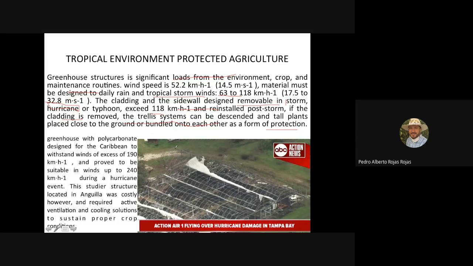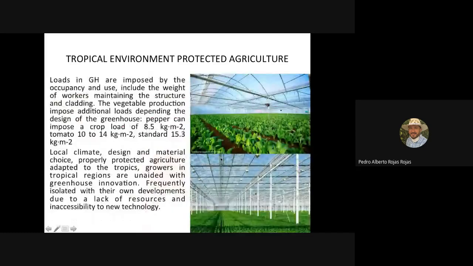So the greenhouse with polycarbonate was designed for the Caribbean and it can resist winds in excess of 190 kilometers per hour, but is relatively costly. However, it's a good option in this case. And you can see here in this picture the different structures for different greenhouses.